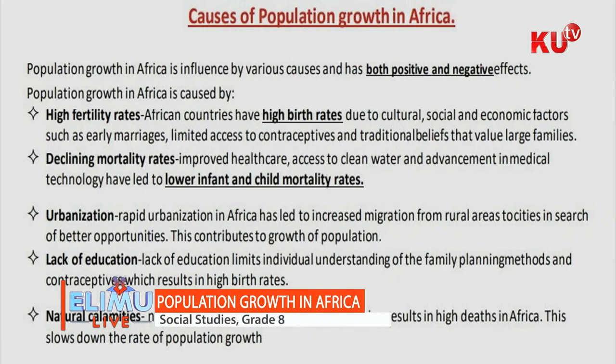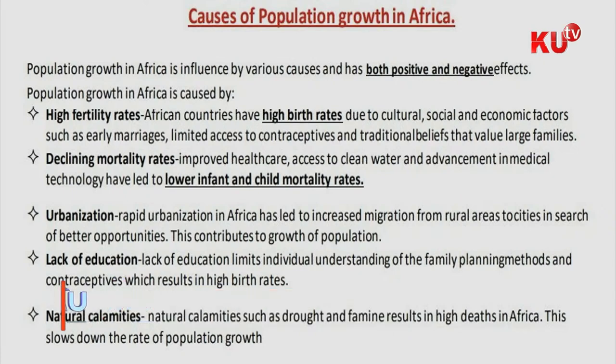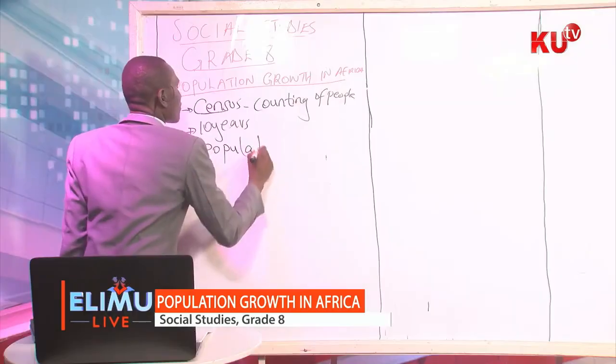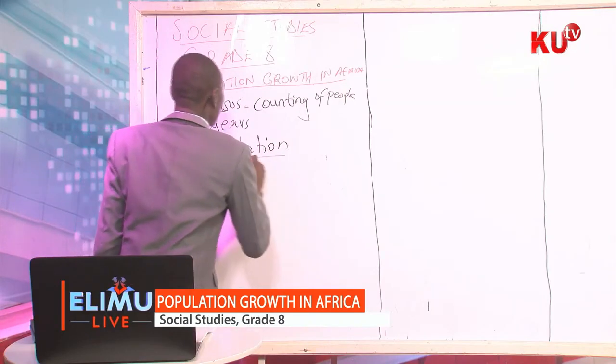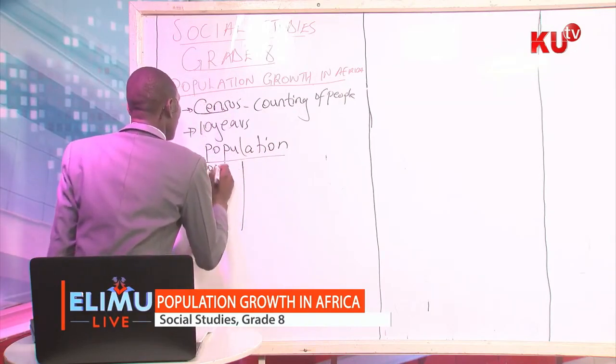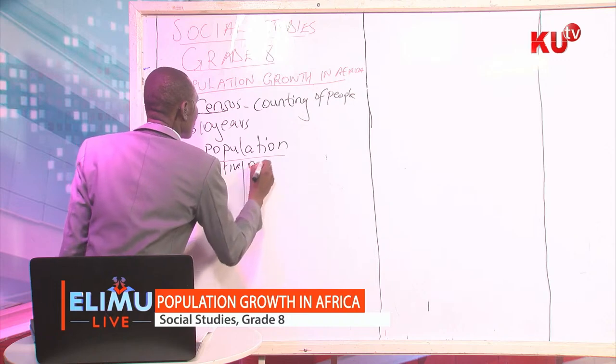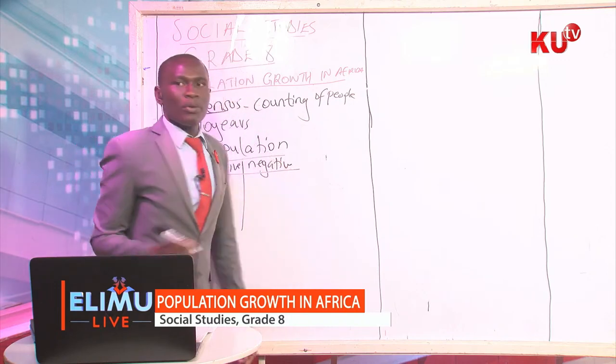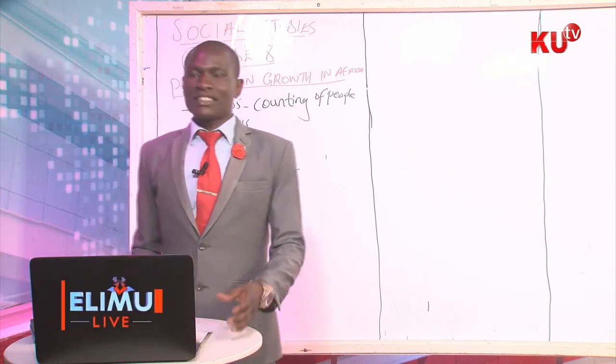And also, as we said, the population of a place can either be positive or negative. Positive means the population has increased. So the population of a place can either be positive or negative.